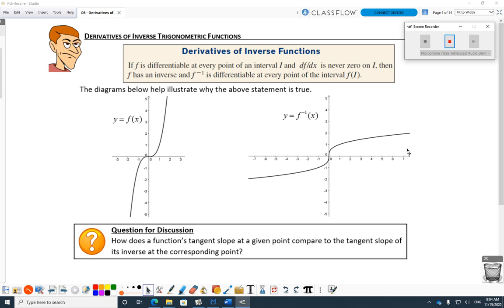If you've got a function over here and you want to find the tangent slope, you'd be finding the rise over the run. I mean, there's a lot more to it than just finding rise over run of the slope of the tangent, but that's basically what you're doing. You're trying to find rise over run.